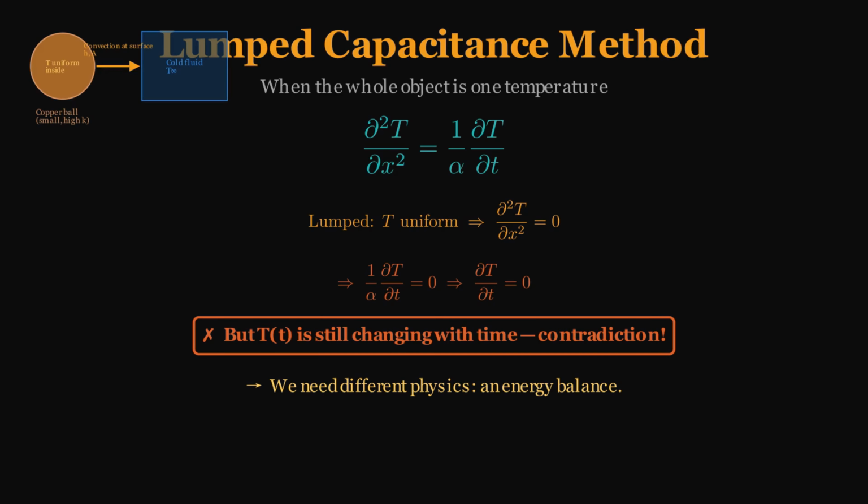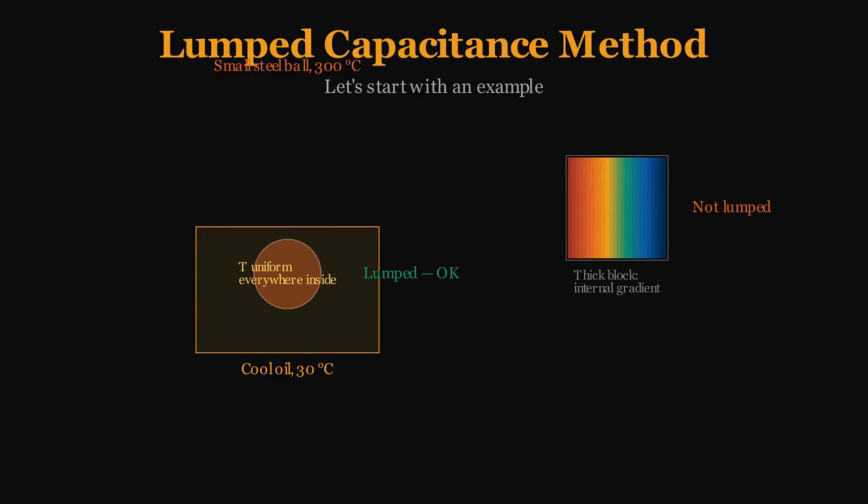But that contradicts the entire premise of a transient problem. The temperature is still changing with time as the object heats or cools. So the standard transient conduction equation is no longer valid for a lumped system. We need a different physics, an energy balance over a control volume. Compare that to a thick block, where heat takes time to penetrate inward, leaving a temperature gradient inside it. An object like that cannot be lumped.